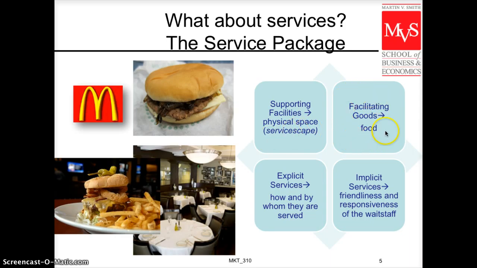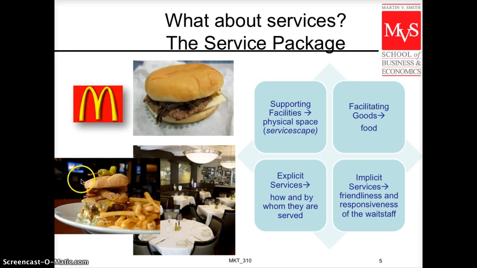We're also going to think about the actual food, right? And then two kinds of services: the explicit service, who is serving me, and then the friendliness and how responsive the people attending my table are. So these are all four important components you have to consider when you compare, for instance, a burger from McDonald's and a burger from a fancy place such as Mastro.